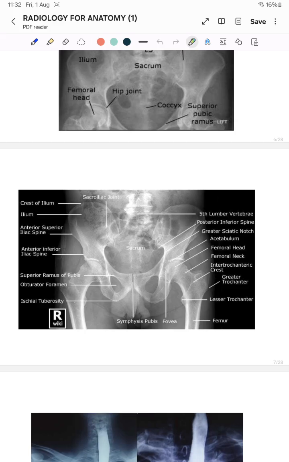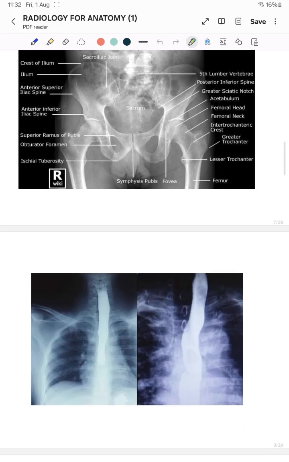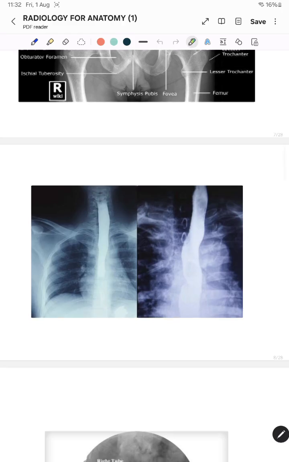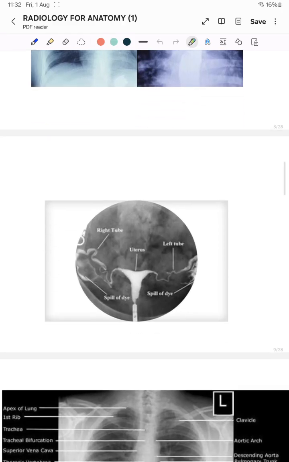So moving on, this is the barium meal for the esophagus. The esophagus should be more or less cylindrical in nature; if any deformity takes place, we will see that afterwards. This is the hysterosalpingogram. Hysterosalpingography is done to check the patency of the fallopian tubes. Here we can see the tubes are patent.